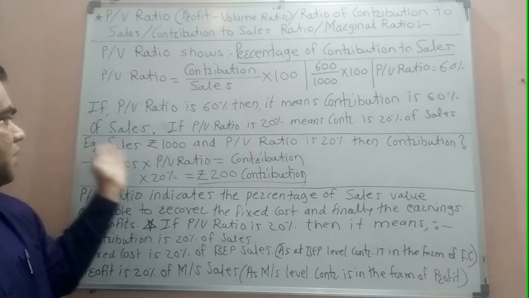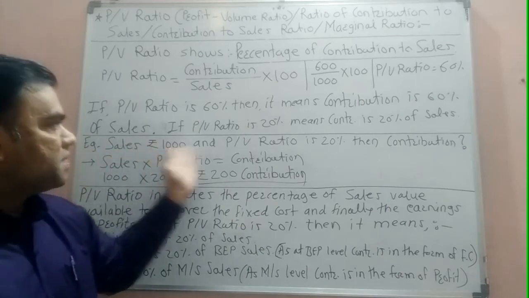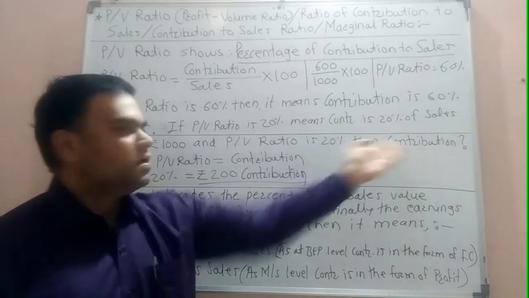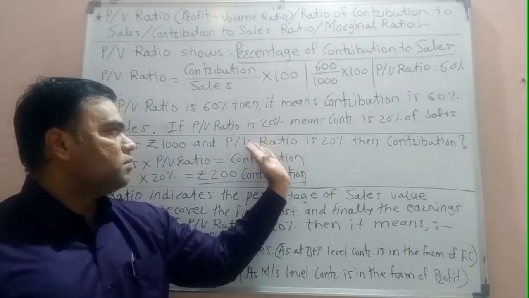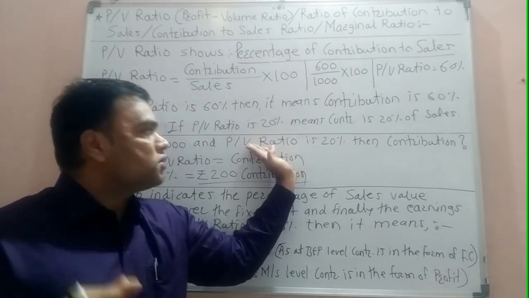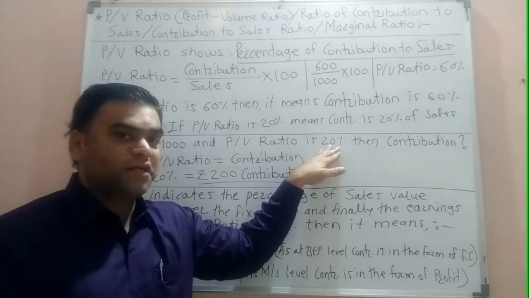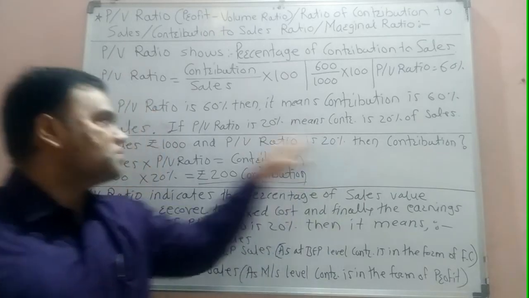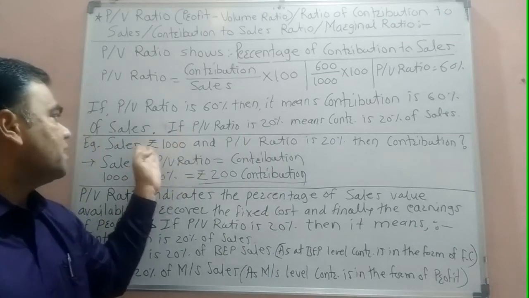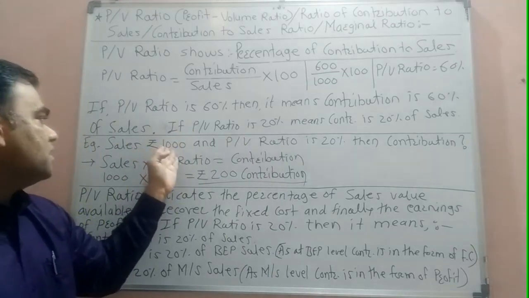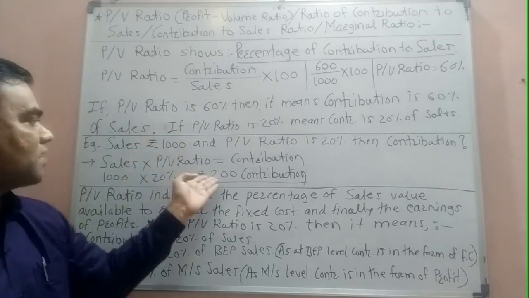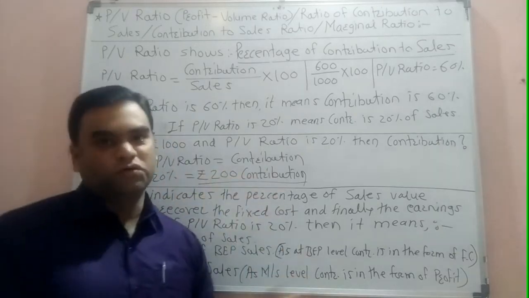So we have taken one example. Suppose sales is 1000, and PV ratio is given, which is 20%. Then what will be the amount of contribution? We know PV ratio means contribution to sales ratio. It tells us contribution is 20% of sales. So sales is given, sales into 20%. 20% of 1000 will be 200, and that will be the amount of contribution.